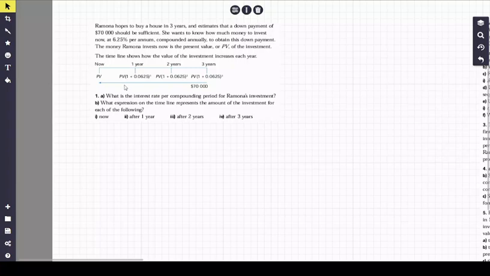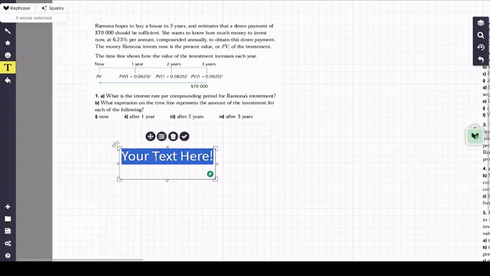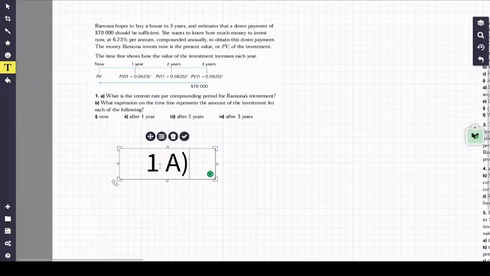All right, what is the interest rate per compounding period for Ramona's investment? So obviously we had 6.25% per annum. So I'm going to go ahead and have a text box here. A: 6.25% per year.